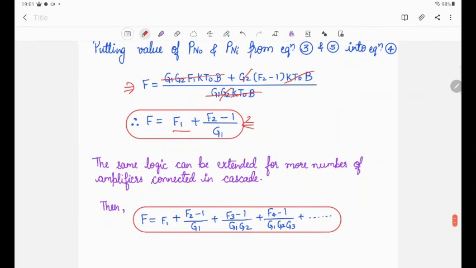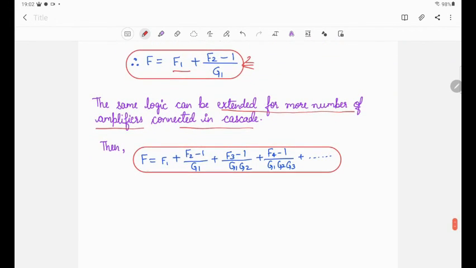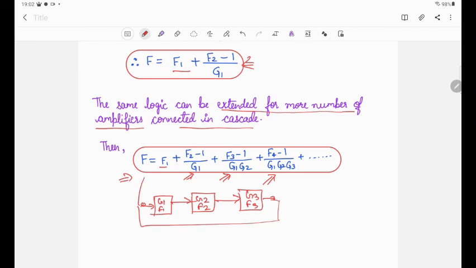Now the same logic can be extended for more amplifiers connected in cascade. Ultimately we can write F is equal to F1 plus (F2 minus 1) divided by G1, plus (F3 minus 1) divided by G1 G2, plus (F4 minus 1) divided by G1 G2 G3, and so on. This is amplifier 1 with gain G1 and noise factor F1, this is amplifier 2 with gain G2 and noise factor F2, and this has gain G3 and noise factor F3. So the total noise factor for this connection is given above.